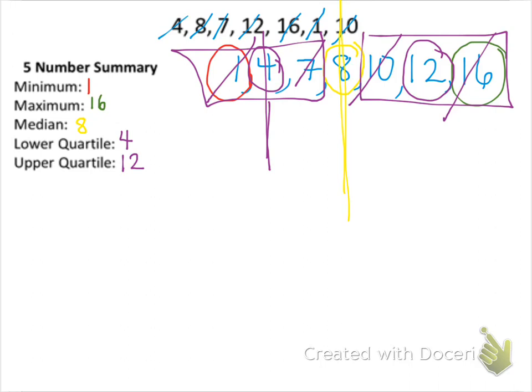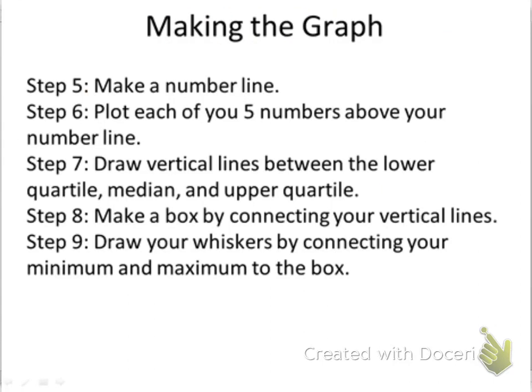The next part is to make our graph. To make our graph, your first step is to make a number line. The second step is to plot each of your 5 numbers above your number line, not on it, above it. Then you draw vertical lines, remember vertical means up and down, between the lower quartile, the median, and the upper quartile. Then you make a box by connecting your vertical lines. Then you draw your whiskers by connecting your minimum and maximum to the box.